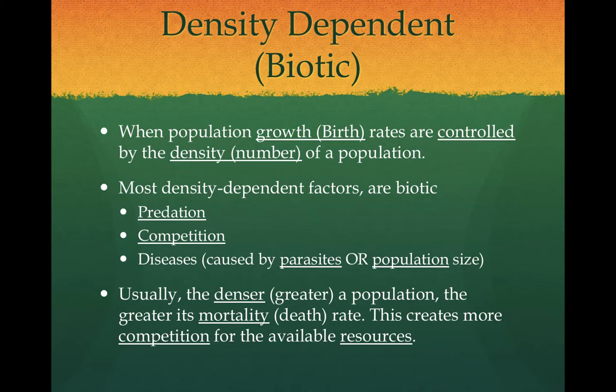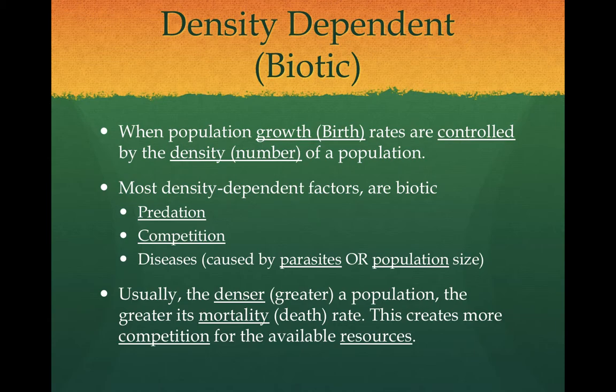Density dependent is a biotic factor. This is whenever the population growth or birth rates are controlled by the density, or we could say the number of that population. Most density dependent factors are biotic, such as predation. That would be like a predator prey relationship. Basically, the more predators that exist, that means you're going to have a lot more competition to be able to get to the food, and that means that some of those predators are going to have to die. But if I have a lot more prey, then that means there's plenty of animals to go around, and so actually the predators don't have to compete as much.